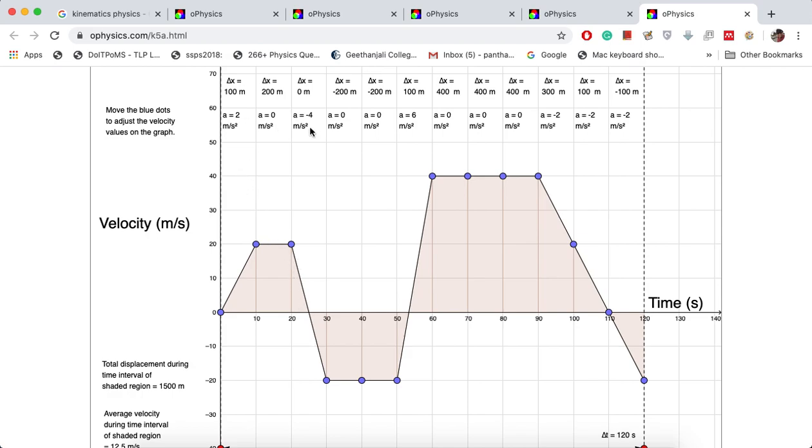And please try to see the acceleration values. For the first 10 seconds, since the velocity increases, the acceleration is positive. For the next 10 seconds the velocity remains constant, so the acceleration is 0. For the next 10 seconds the velocity decreases, so the acceleration is negative. That you need to understand.